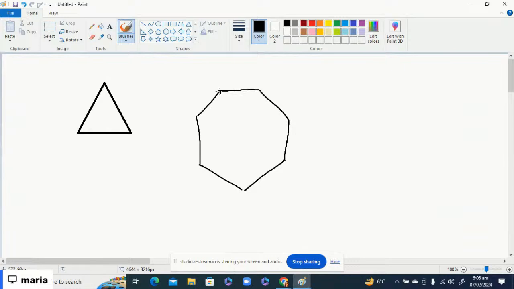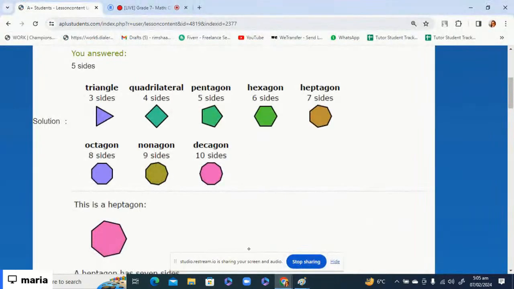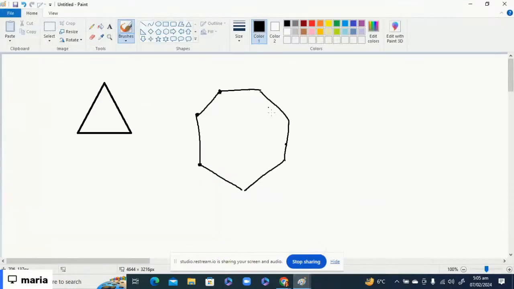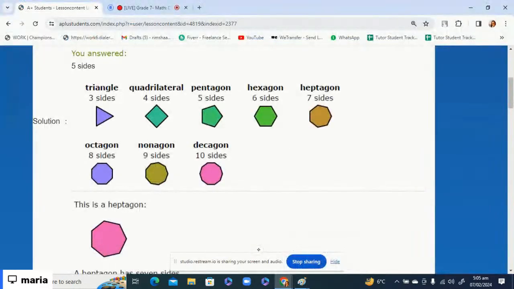Now look, this shows how many sides: 1, 2, 3, 4, 5 and 6. And now I'm going to draw the 7 sides. For 7 sides it's a heptagon. Which shape is this? This is a heptagon. Now let's draw the shape of the octagon. How many sides does an octagon have? It has 8 sides. Now for the decagon and nonagon, these are all different sides.